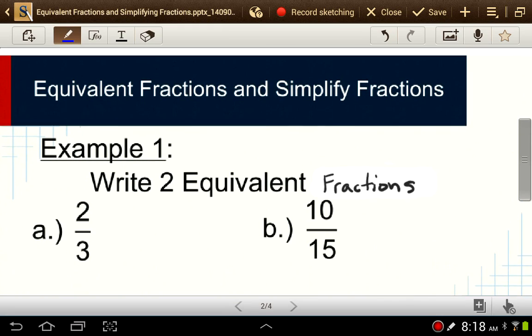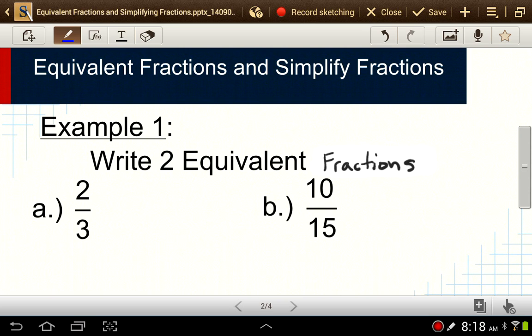In our next slide, we're going to be working with example 1. Okay, what you need to write down on this slide is example 1, and then the directions, write two equivalent fractions, and then you need to write A and B. The work that I do for solving A and B, you do not need to write. You already have the title.